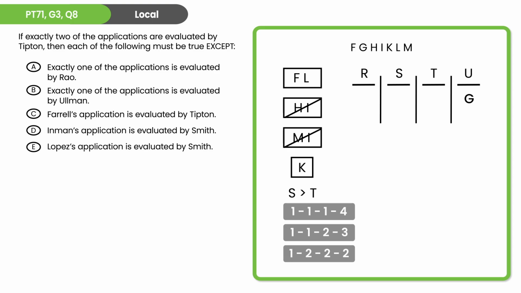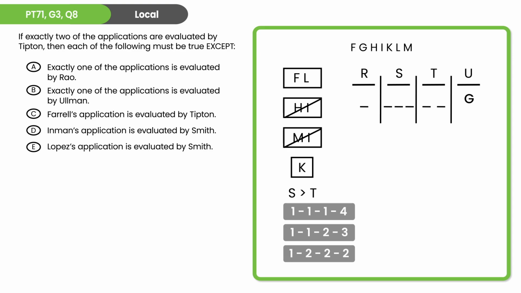Welcome back. We have another local question. If exactly 2 of the applications are evaluated by T, then each of the following must be true except. So what happens if 2 of the applications are evaluated by T? If there are going to be 2 T's and there's going to be more S's than T's, then we're going to have at least 3 going into S. So while there's 5 between S's and T's, plus the 1 in U, that's 6. There's only 1 more, that's 7, so we'll have 1 in R as well.